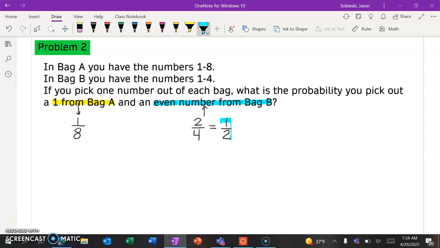Okay, so we have 1/8 and then 1/2. And like we did in our last example, all we have to do to get our compound probability is take the two separate probabilities and multiply them together. So 1/8 times 1/2. If we do that, we should get a compound probability of 1/16, right? Which is the chance that both of those events would happen in that order, in that way. So 1/16.